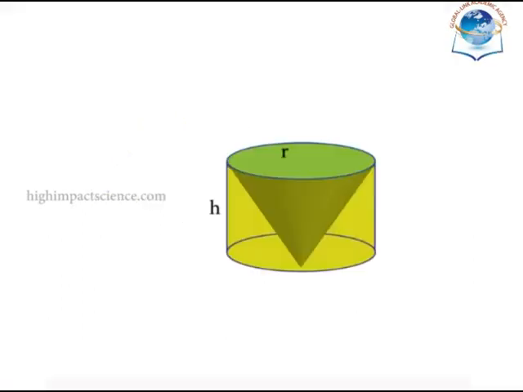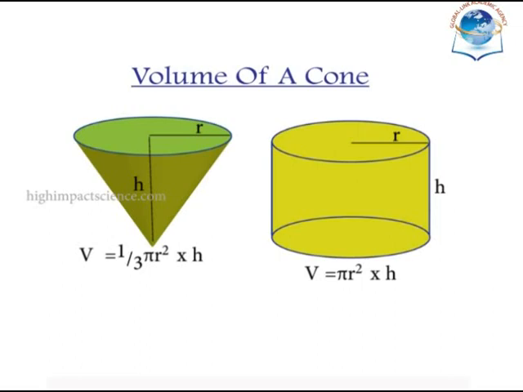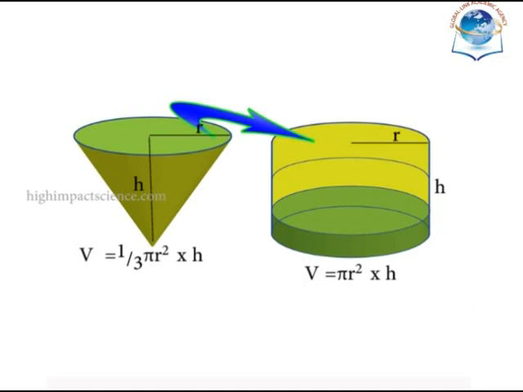In truth, if you have a cone with the same radius and height as a cylinder, the volume of the cone will be a third of the cylinder. And so if you fill the cone with water and transfer it into the cylinder, the water will fill a third of the cylinder.